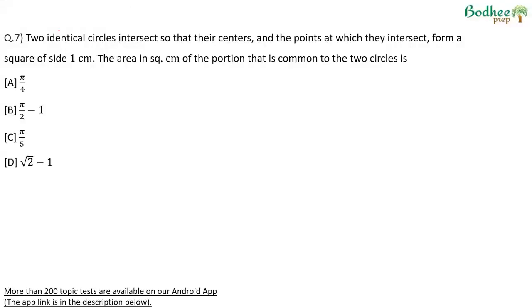Two identical circles, so basically they have the same radiuses, intersect so that the centers and the point at which they intersect form a square. The centers will be outside. The point will be outside the intersection area, because when the centers are on the circumference, the angle formed is 60 degree. Something like this.